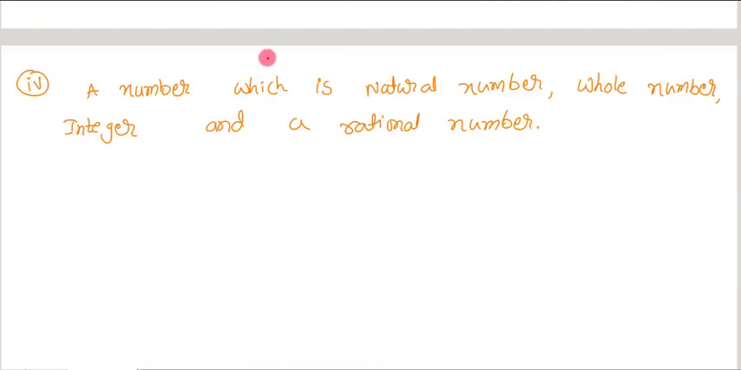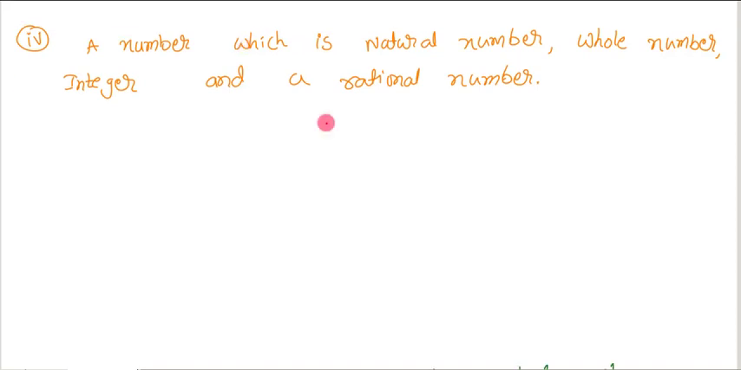Now let us see the fourth question. In this question, we are asked to write an example of a number which is a natural number, whole number, integer, and a rational number. We need to give only one number as an example, and that should be a natural number, which means a counting number. If you take any counting number, I am taking 25.